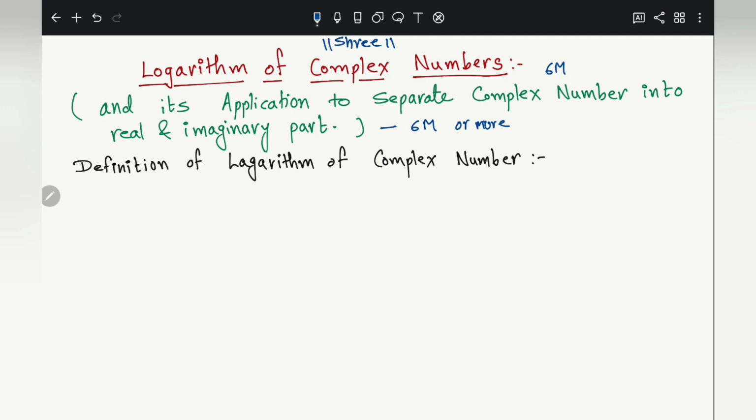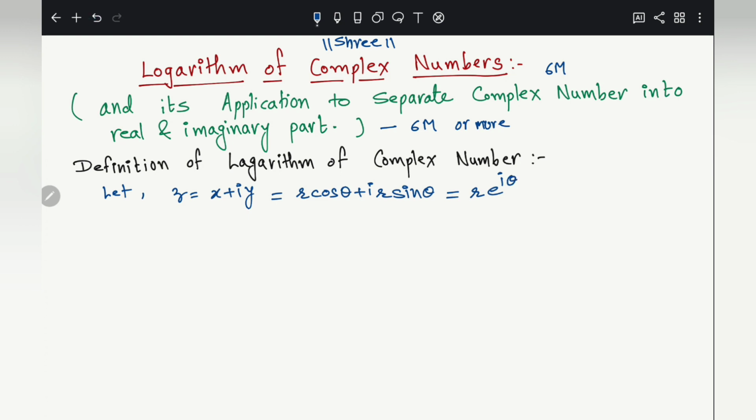So to start with, you need to know what is the definition of logarithm of a complex number. So we are going to start with the definition. I will tell you the definition in a very easy way. So let our complex number z, which we represent as x plus iy, or we can also write it as r cos theta plus ir sin theta, that is a polar representation, or we can also write it in the exponential form as r e raised to i theta. I hope all of you know this very well.